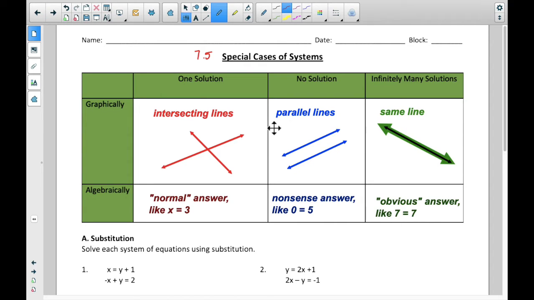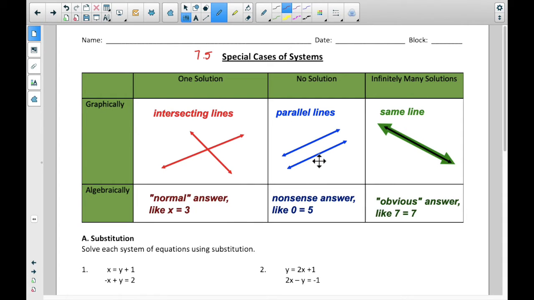So there are three different cases. If you have two lines, they might hit each other, or they might be parallel to each other, or it might actually be the same line. So that's what we're talking about: what are the three possibilities? If they intersect, this is all that we've done so far. Everything we've done so far has been intersecting.